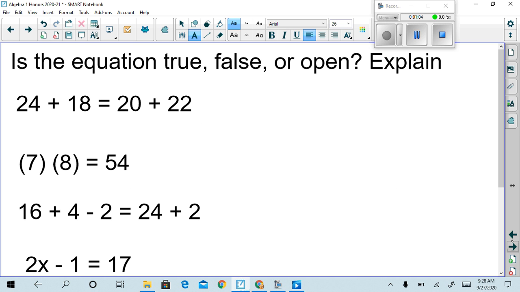Looking at a couple of equations, we want to make a decision as to classify them as either open, and then when we look at the closed ones, we want to see if they're true or false. 24 plus 18 equals 20 plus 22. Is that a true statement? Well, on the left, if I add those two numbers, I get 42, and on the right, I add these numbers and I get 42. So this is going to be a true closed sentence or equation.